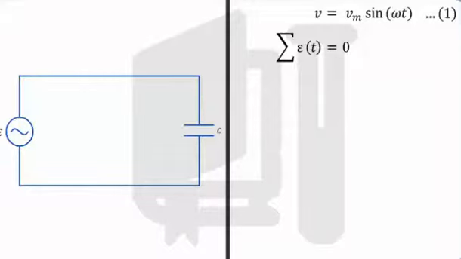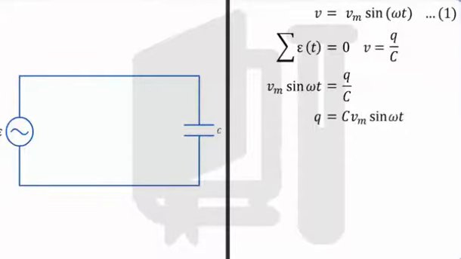As instantaneous voltage across the capacitor, V is equal to Q by C, we can write equation 1 as Vm sin omega t is equal to Q by C, or Q is equal to C into Vm sin omega t. Let this be equation 2. We know that current I is the rate of flow of charge in the circuit. That is, I is equal to dq by dt. Let this be equation 3.